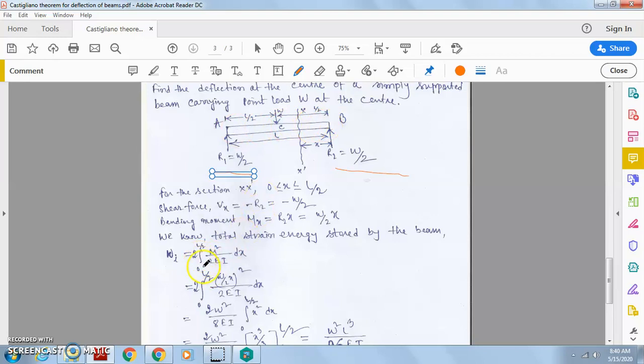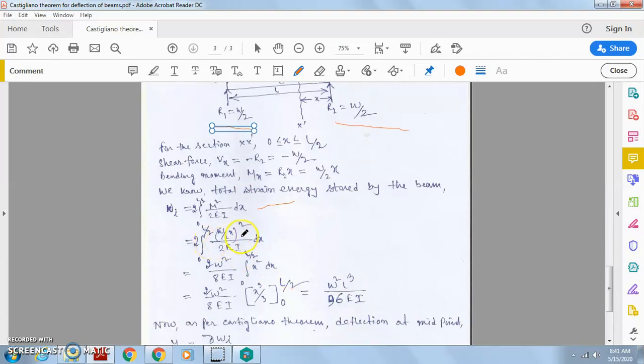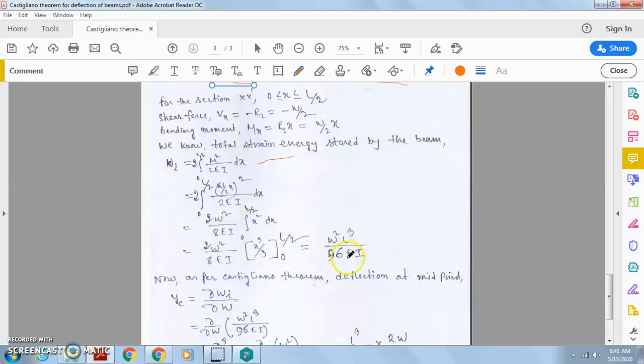So C to B strain energy is the integration from 0 to L by 2 of M square by 2EI dx. This is for the span B to C. Now, the A to C strain energy is equal to the C to B strain energy, so to find the total strain energy, we multiply it by 2. So 2 times the integration from 0 to L by 2 of (W by 2 x) whole square by 2EI dx. We have already replaced Mx with W by 2 x in this integration equation. After solving the integration, we get W square L cube by 96 EI.